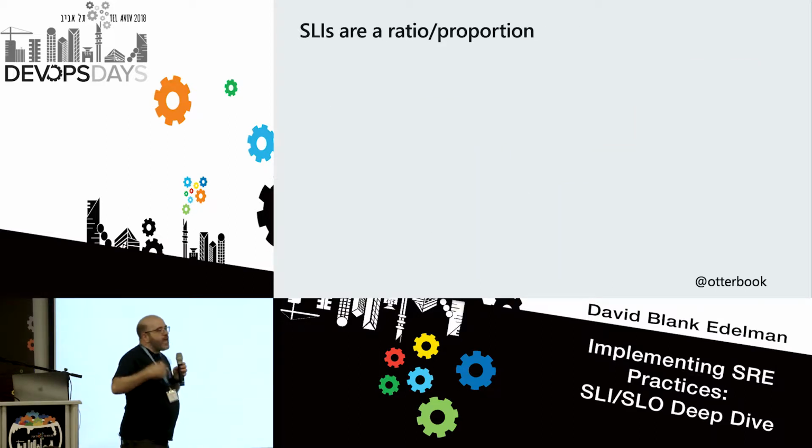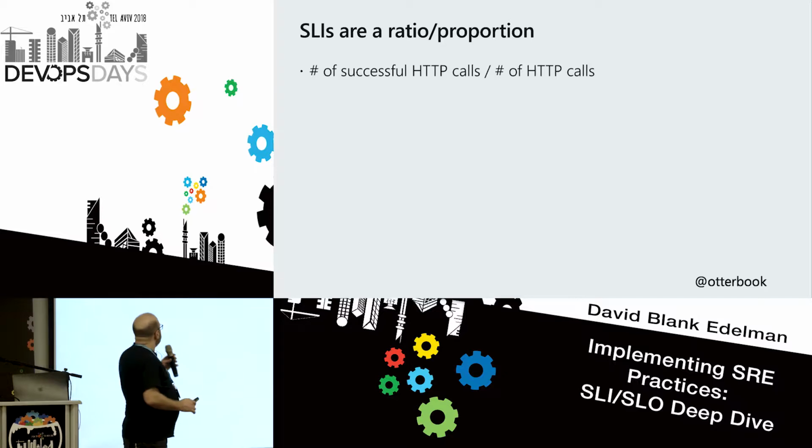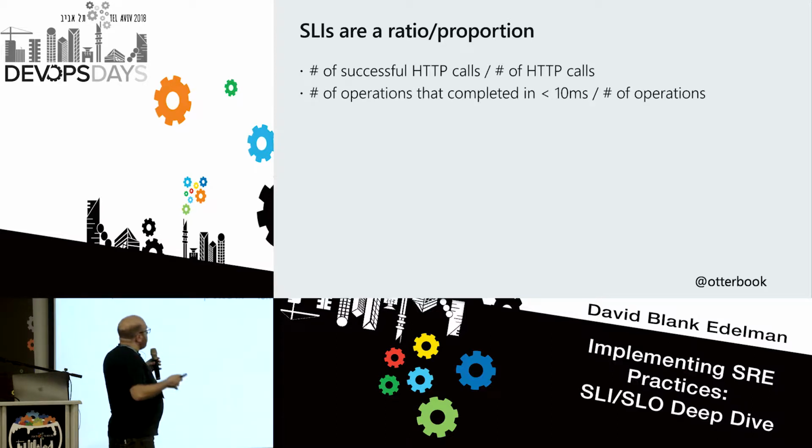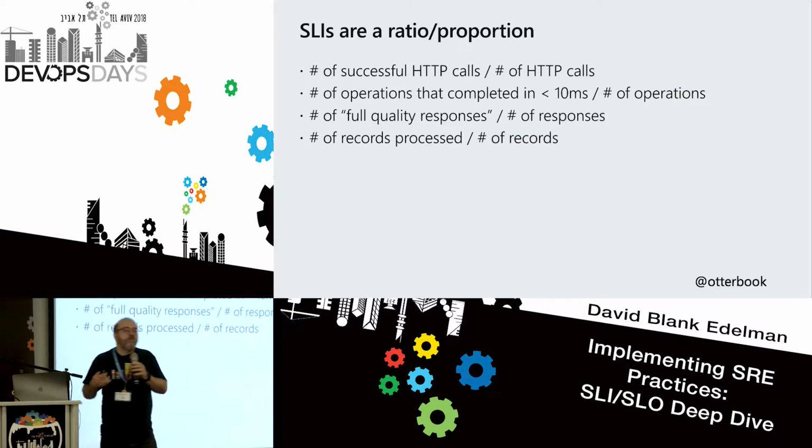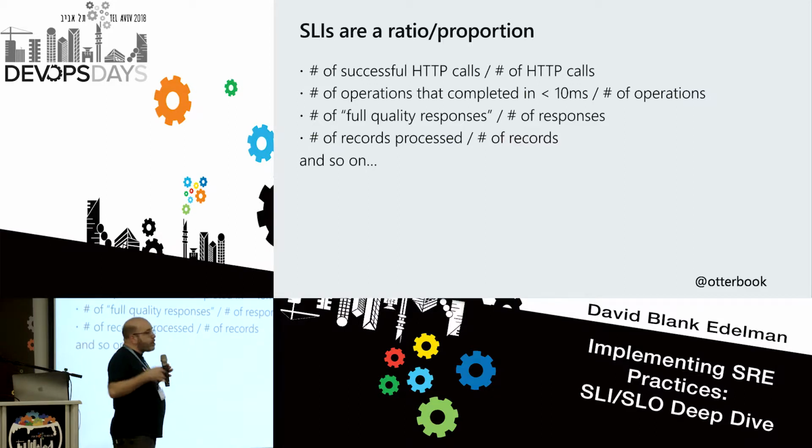So here's how SLIs are computed, just so you understand. This is pretty easy. You might decide to come up with SLIs, and they're basically ratios. An example would be the number of successful HTTP calls over the number of total calls. Makes sense? Or maybe the number of operations that completed in less than 10 milliseconds. Or the number of full quality responses that we were talking about before. Or the number of records processed over the number of records total, right? It's a ratio. So you can probably guess that, right?